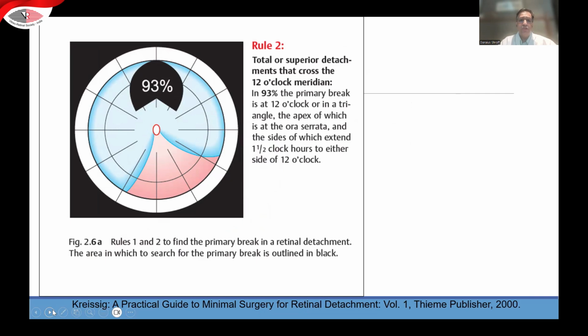If you have a total or superior detachment that crosses the 12 o'clock meridian, like this situation, then 93% the chance is that it is at 12 o'clock in a triangle and the apex will be at the ora serrata. And if you look at the borders again, supposing the temporal border is a little lower, then it may be slightly more on the temporal side. If the nasal border is a little lower, it may be slightly on the nasal side. But basically, if you have a total detachment which crosses 12 o'clock, just look up around the 12 o'clock meridian. You're likely to find a break there in more than 93% of the patients.